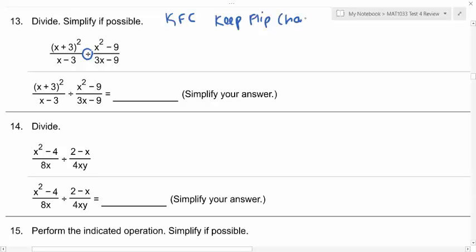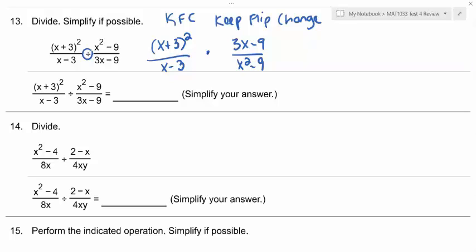So you keep the first fraction the same. Flip over the second fraction. And then change from division to multiplication. And then you're absolutely right. We need to go ahead and factor. So the first fraction, excuse me, is already factored. But the second fraction, we still need to factor.